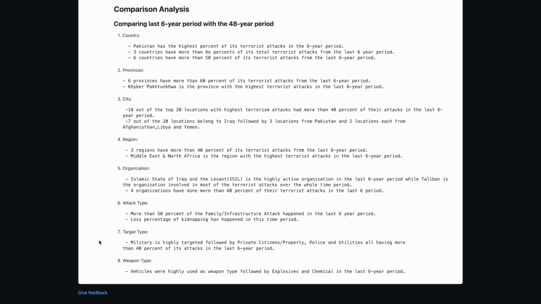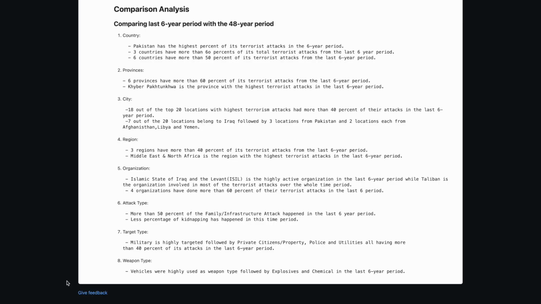Going region wise, the Middle East and North Africa is the region with the highest terrorist attacks. While looking specifically at organizations, the Islamic State of Iraq and the Levant is the organization which has the highest number of terrorist attacks in the 6 year period, whereas for the whole 48 year period, the Taliban is the organization which has had the most terrorist attacks.